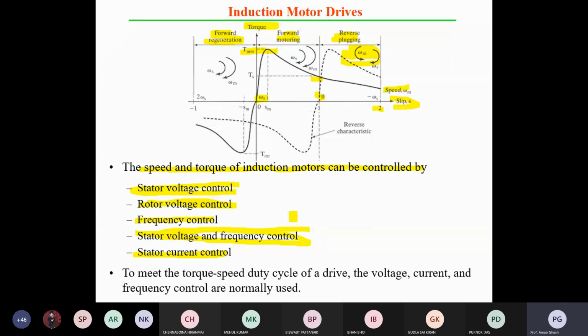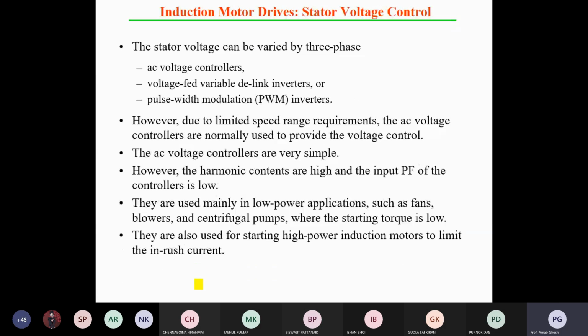For that we have to discuss. The stator voltage can be varied by three phase AC voltage control, voltage fed variable DC link inverter, pulse width modulation, PWM control. Those are the most common features, more implemented in industry.